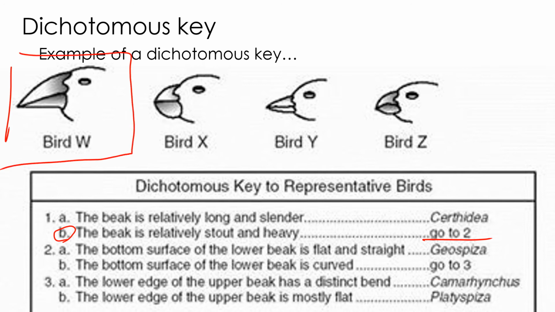The bottom surface of the lower beak is flat and straight. Why, yes, it is, but let's go ahead and check the other. The bottom surface of the lower beak is curved. No, it is not. So bird W is a Geospiza.